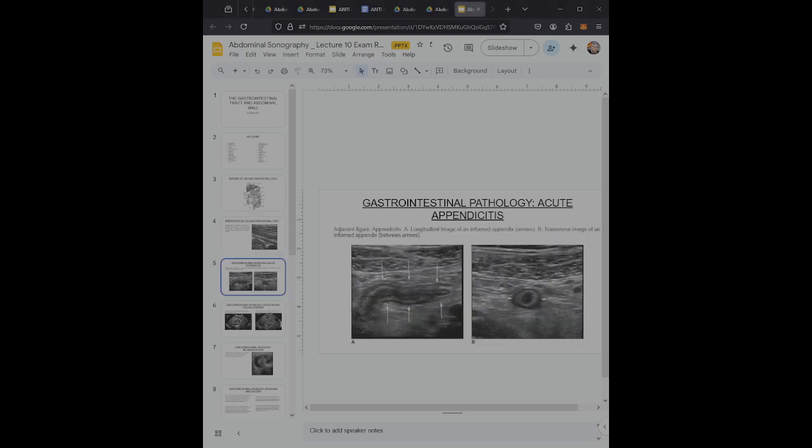Now we can look at acute appendicitis. The appendix is a long, narrow, blind-ended tube, and it's commonly located within the right lower quadrant at the level of the cecum. Inflammation of the appendix has been cited as the most common cause of acute abdominal pain resulting in surgery.